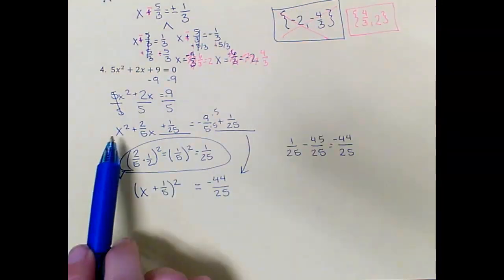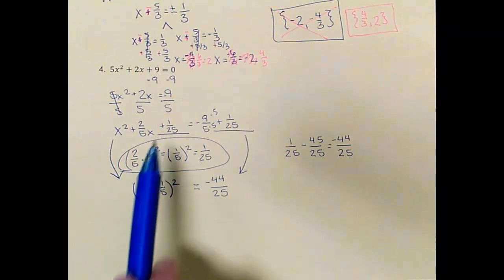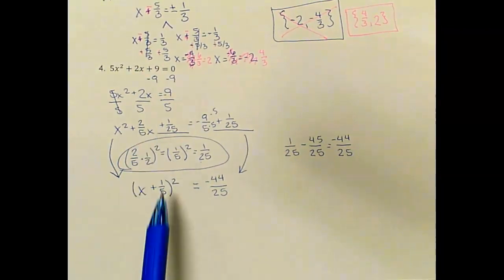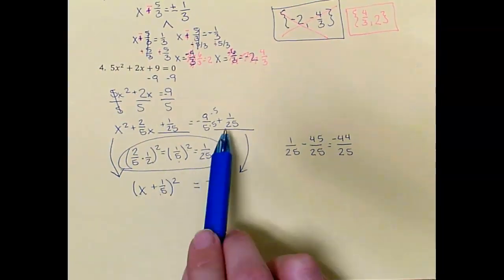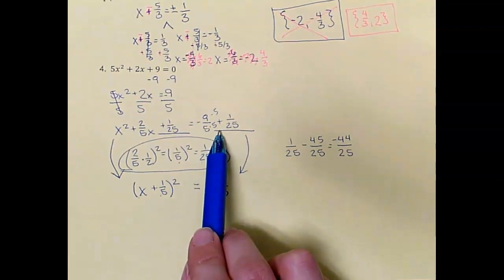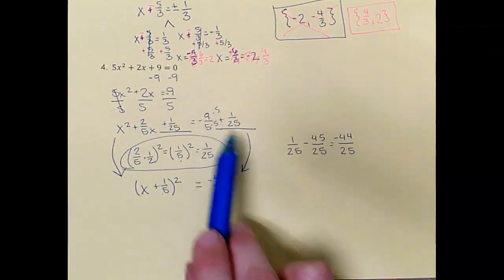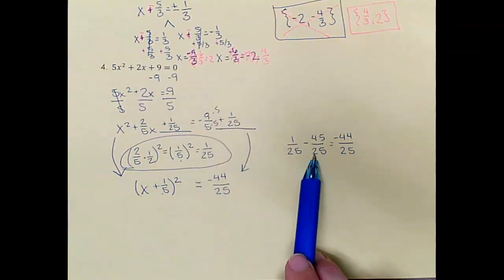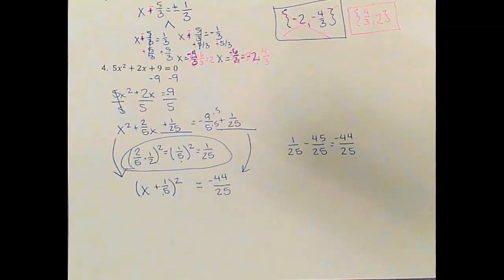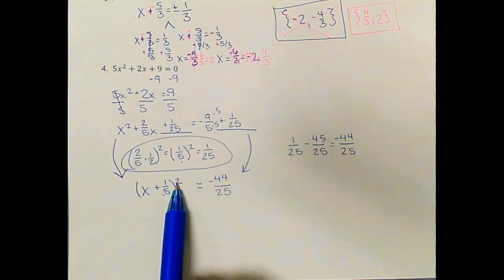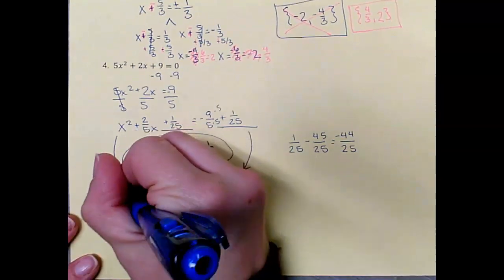So you should have had the square root of x squared is x, and the square root of 1/25 is 1/5. When you add these two together, you need a common denominator, so you need to multiply both the bottom and the top by 5. My work is out to the side. You end up with a sum of -44/25. Next step is to move this square by doing the opposite, which is square rooting.